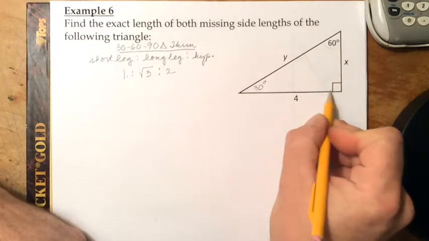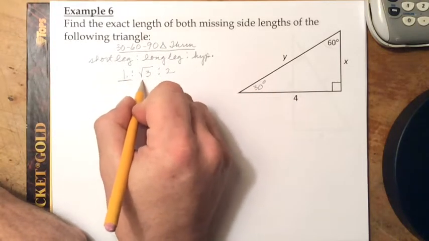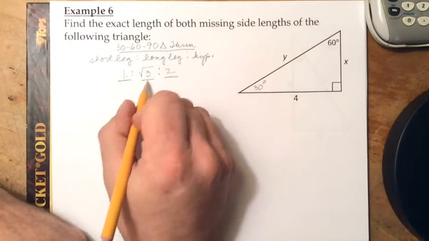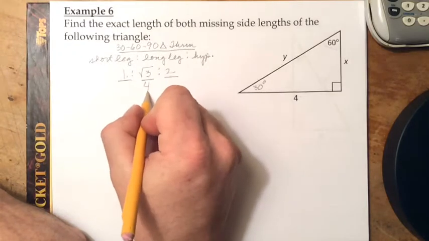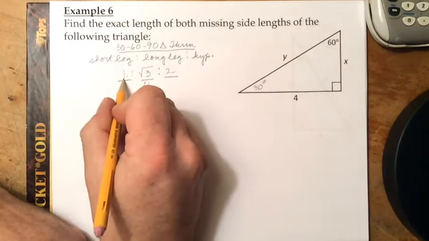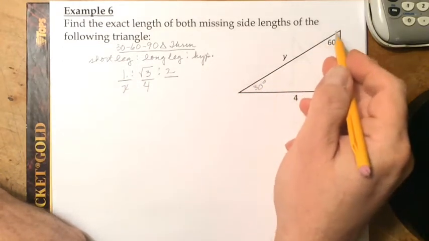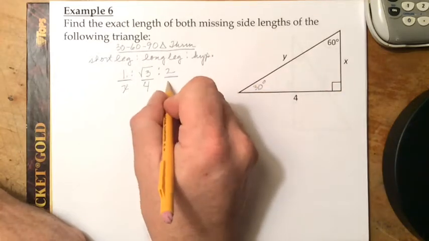So this would be the long leg, so the 4 would have to go underneath the ratio number representing the long leg, which is the square root of 3. So I put the 4 there. The short leg is x, so I put it underneath the 1. And the hypotenuse is y, across from the right angle, goes underneath the 2.